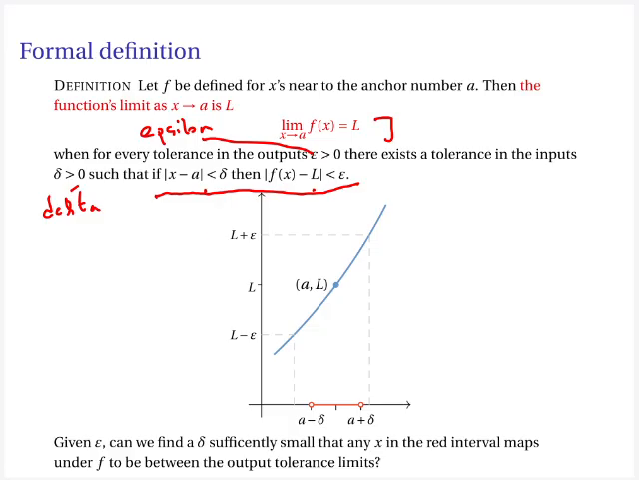So here is the output tolerance. This is L plus and minus epsilon. And down on the bottom is the input tolerance. This is a plus and minus delta. So given epsilon, can we find a delta sufficiently small that any x in the red interval, like this one right here, maps under f, there's f of x, to be within the output tolerance?